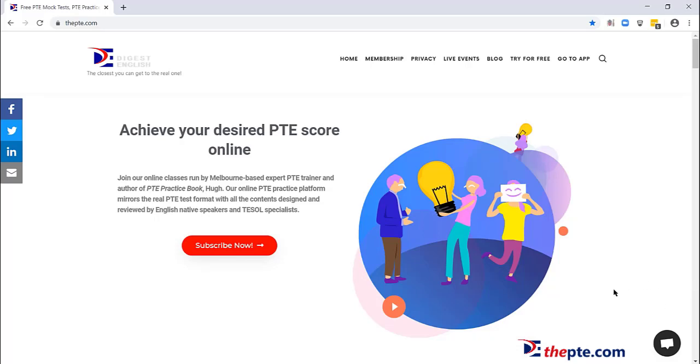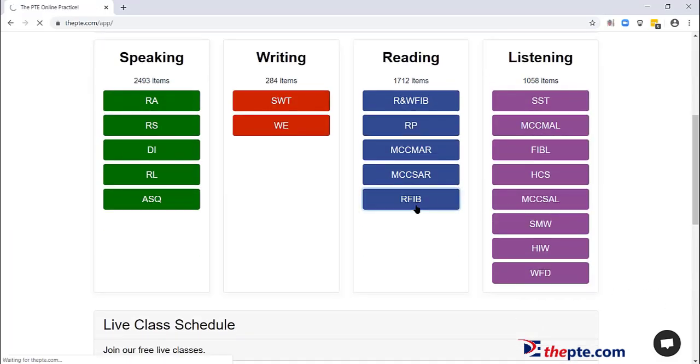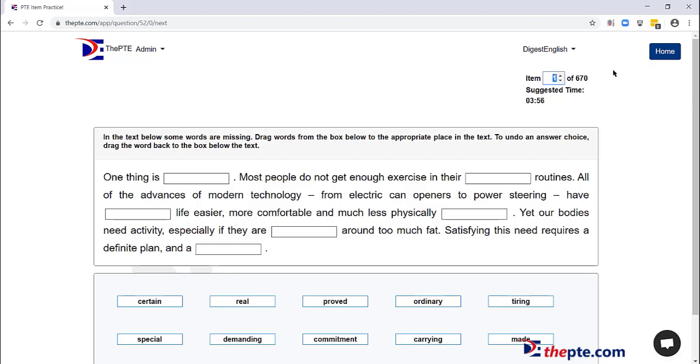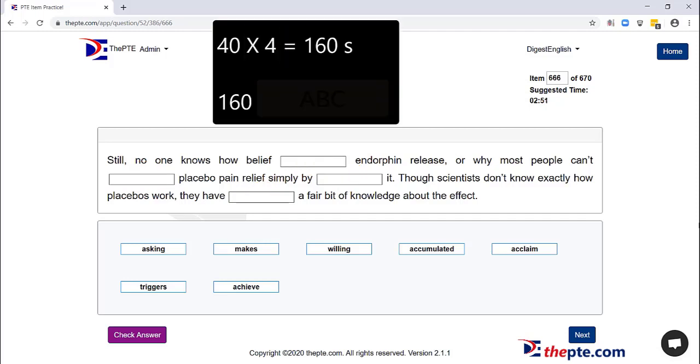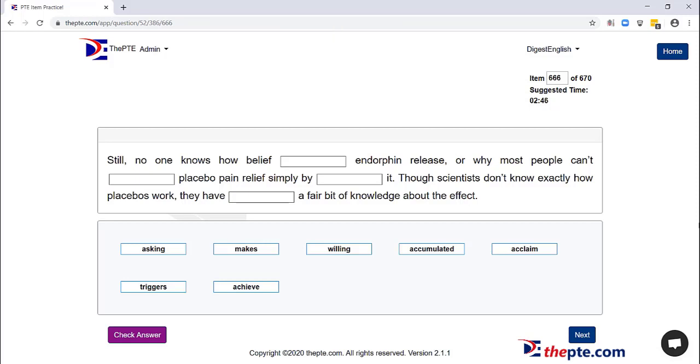Alright, so I'll sign into my account at the pte.com and I'm going to do exercise 666. So remember, spend almost 40 seconds on each gap. So here you've got 4 gaps, so almost 3 minutes would be enough. Well, the first thing you do is to read the options in the box below the text. Then you start with reading the text and paying attention to the words before and after each gap.